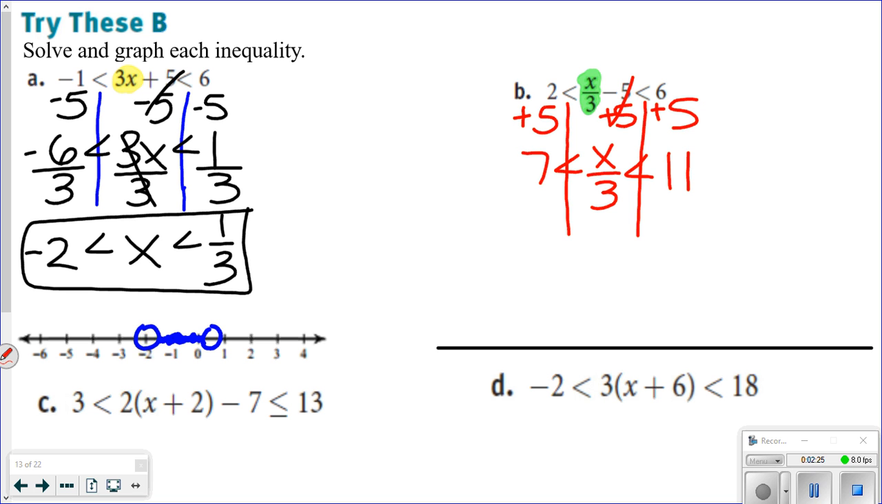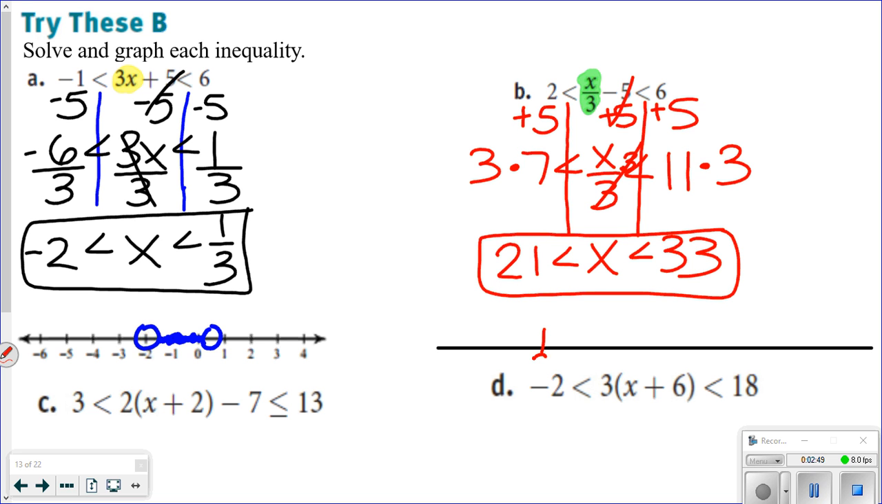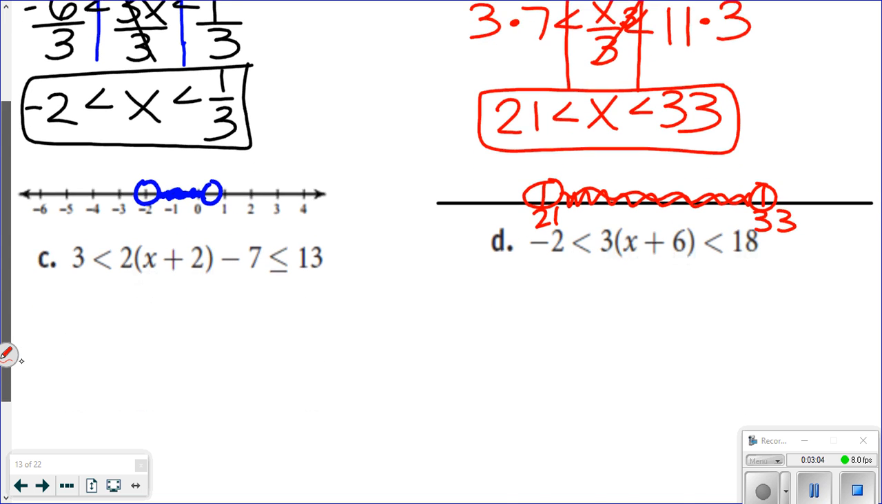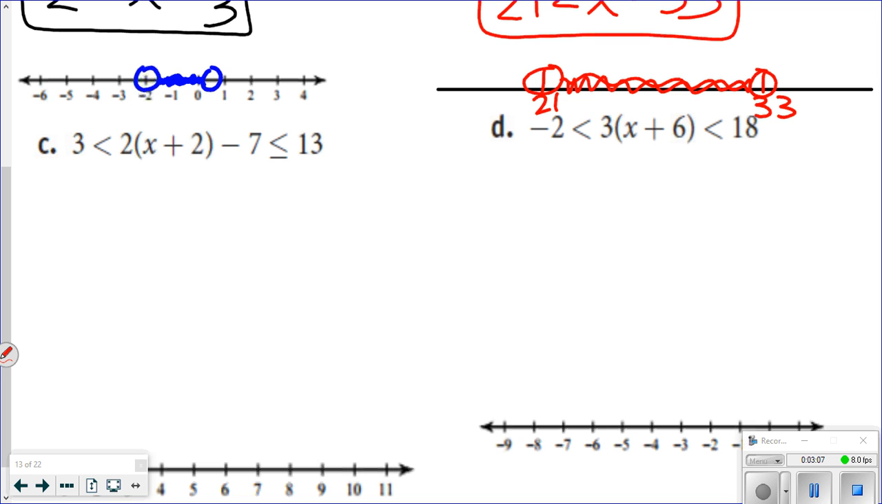Then, in the middle, this is x divided by 3. The opposite of divide by 3 is to multiply by 3. Multiply by 3, so they cancel. Multiply by 3 over there. Go ahead and get your answers. 21 is less than x, which is less than 33. So I have two open circles. I need x greater than 21 and less than 33, so we shade in the middle to connect. So hopefully you're following along and checking your work that you were supposed to complete yesterday.